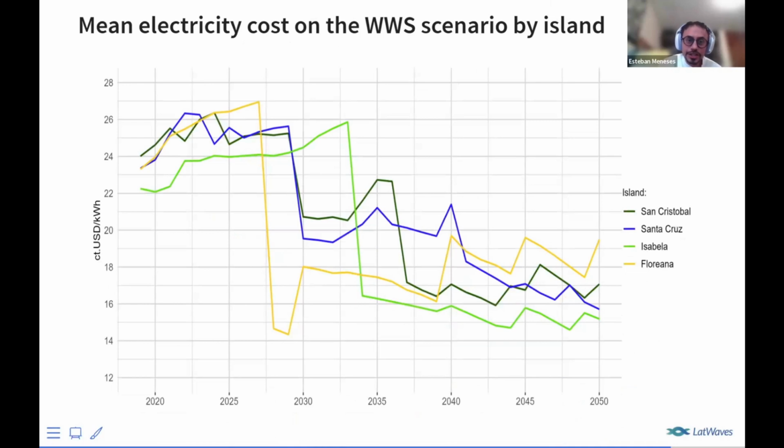In terms of mean electricity costs between the referential and the WEC scenario, in all populated islands in the Galapagos, we had that in 2019 we start up with around 23 cents per kilowatt hour, and we end up with around 17 cents per kilowatt hour. We have a similar trend over the 4 populated islands.